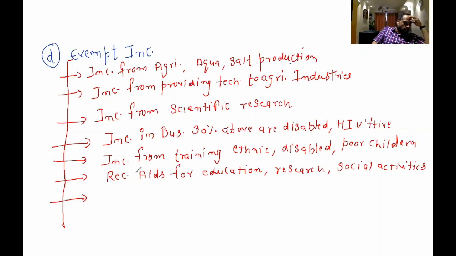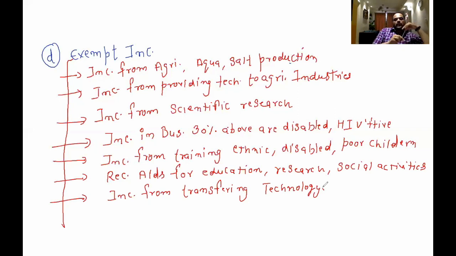Next is income from transferring technology. Income from transferring technologies is exempt income. All right? So these incomes are treated as exempt.